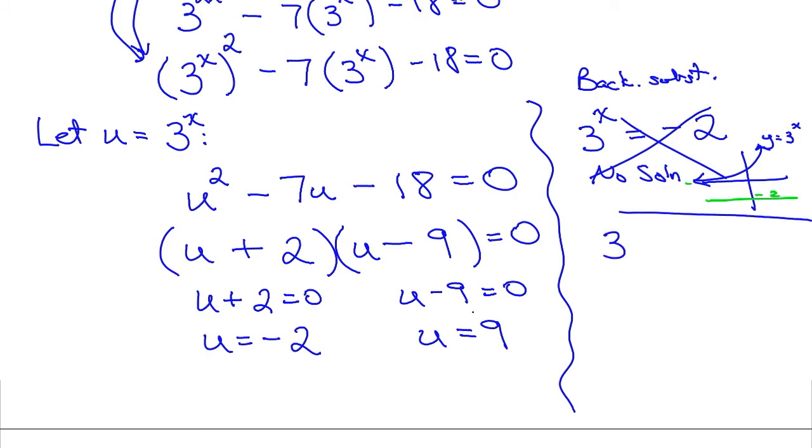Let's look at the next one. 3 to the x is equal to 9. That's a good one. 3 to what power gives me 9? That's a 2, because it's 3 squared. So x is equal to 2.